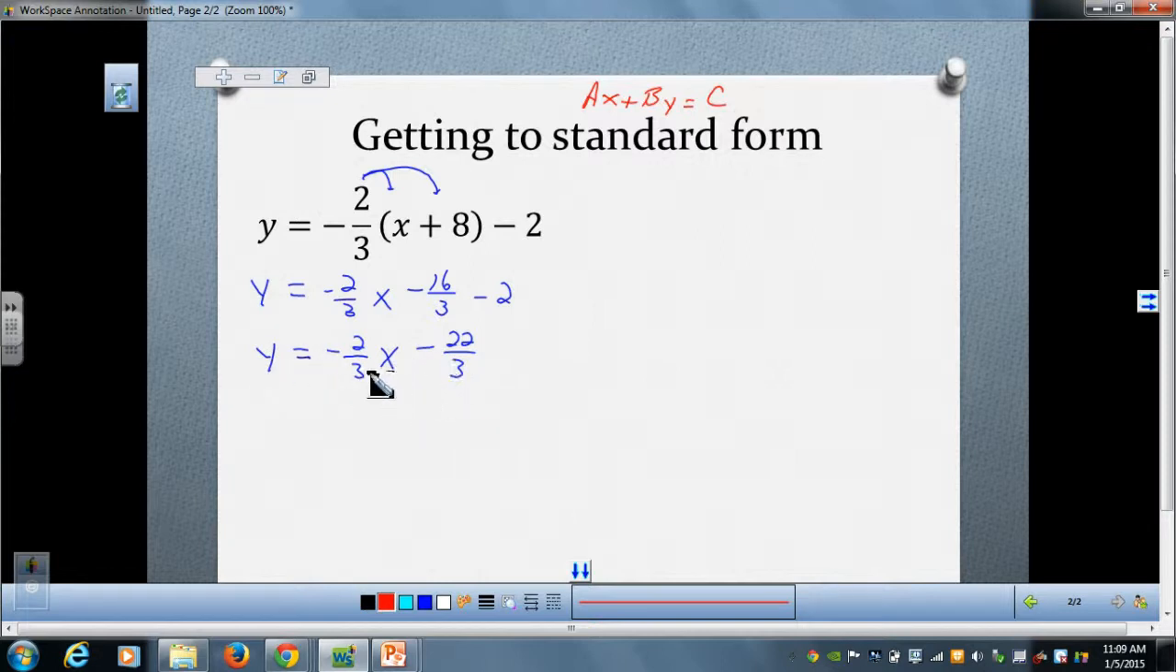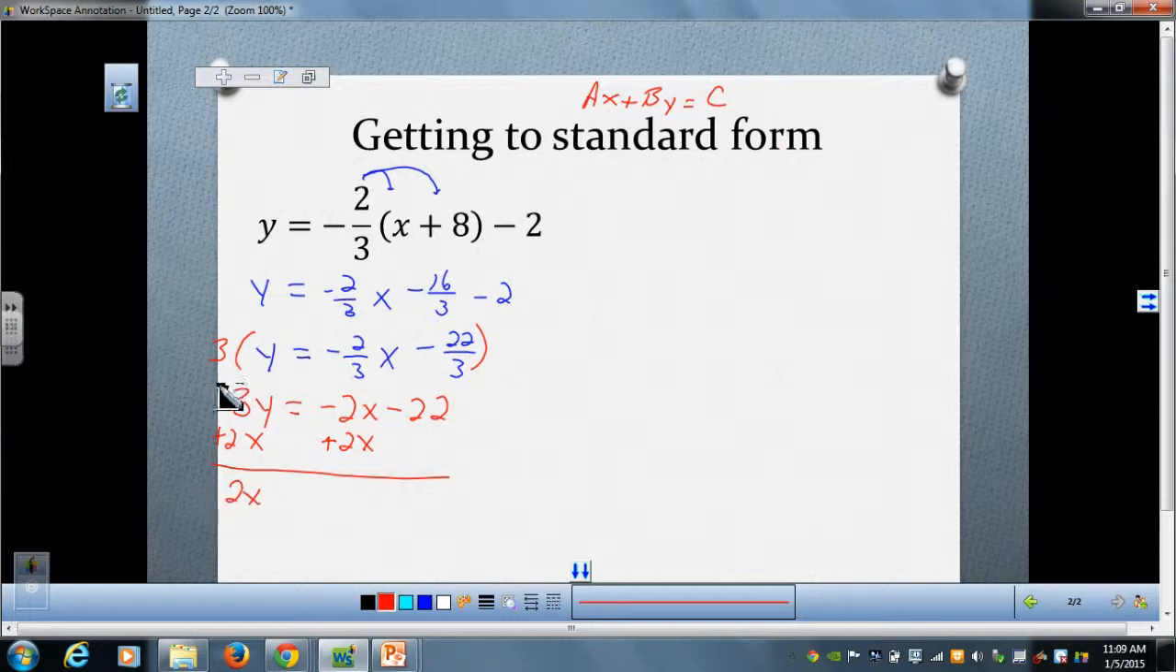When I look at my denominators, I'm going to multiply by the least common multiple. In this case, it's pretty easy. They both have a 3 for the denominator, so I want to multiply this entire equation by 3. So 3 times y is 3y. 3 times negative 2/3 x is just going to be negative 2x. And 3 times negative 22/3 leaves us just negative 22. Now, the final step is that the x term is on the left-hand side with the y term. So what we want to do now is just add our 2x to the left-hand side.